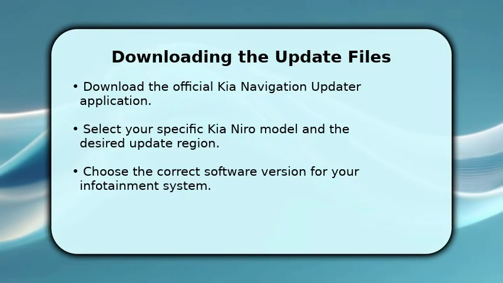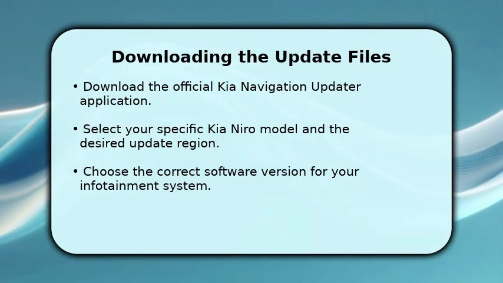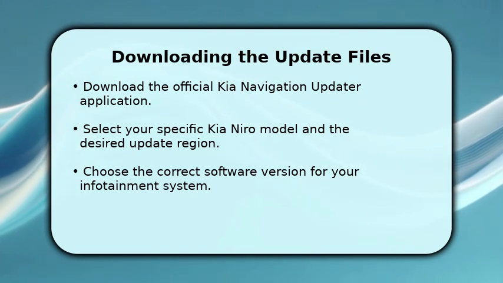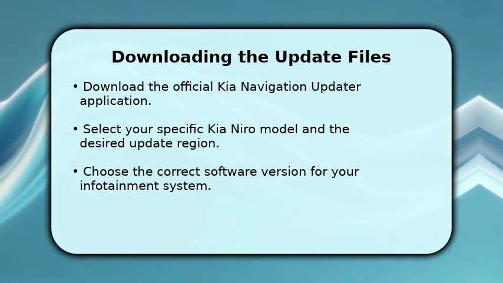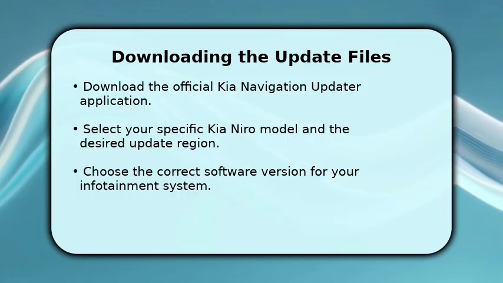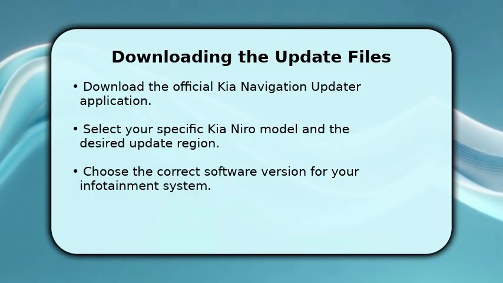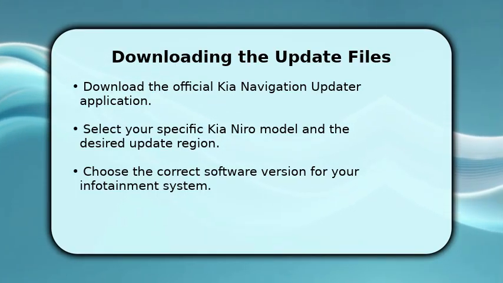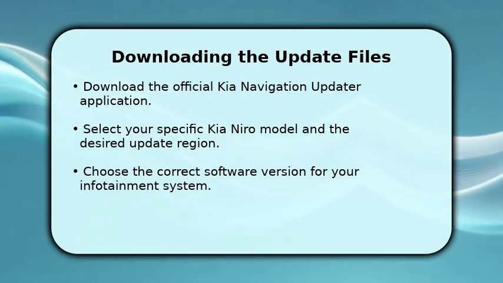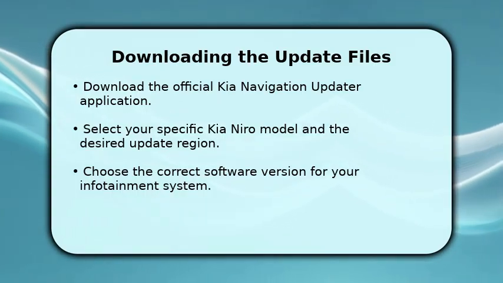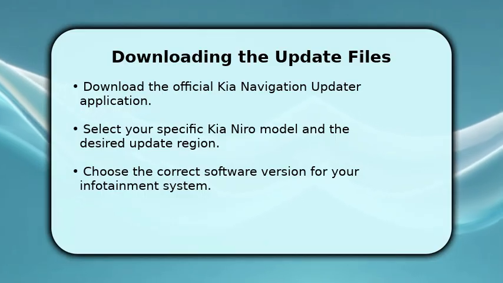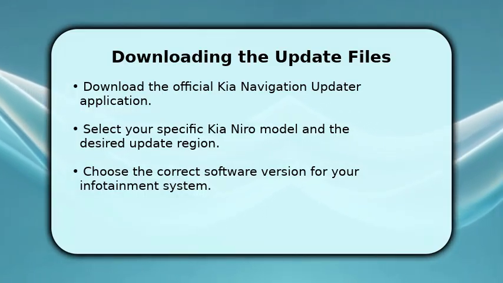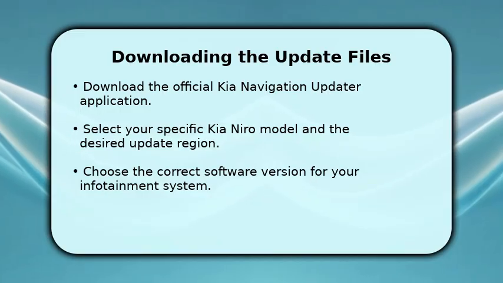Once prepared, download the official Kia Navigation Updater application to your computer. This tool is essential for managing the update process. Within the application, carefully select your specific Kia Niro model and the appropriate update region. It is crucial to choose the correct software version that matches your vehicle's infotainment system. Remember, these are often large files, so allow sufficient time for the download to complete fully.